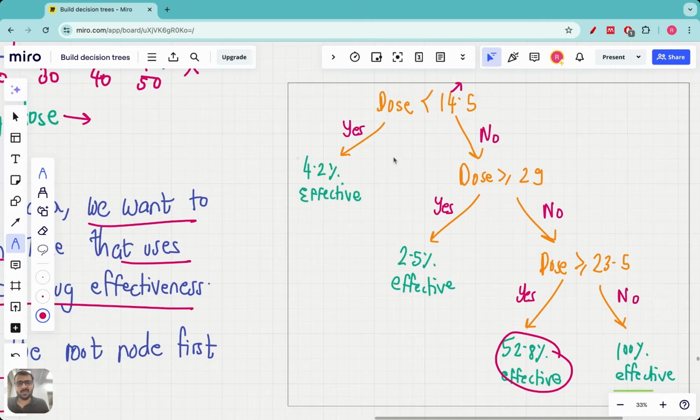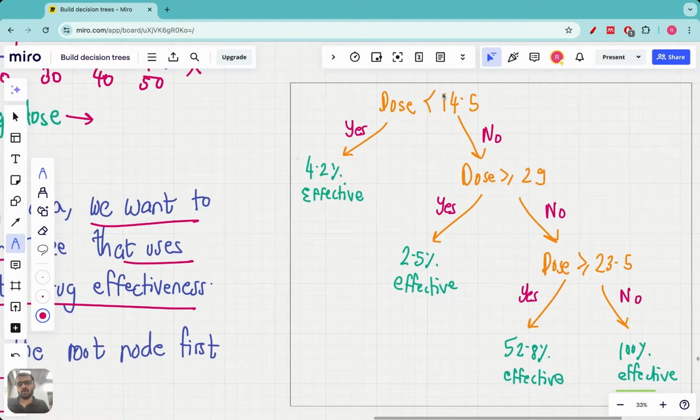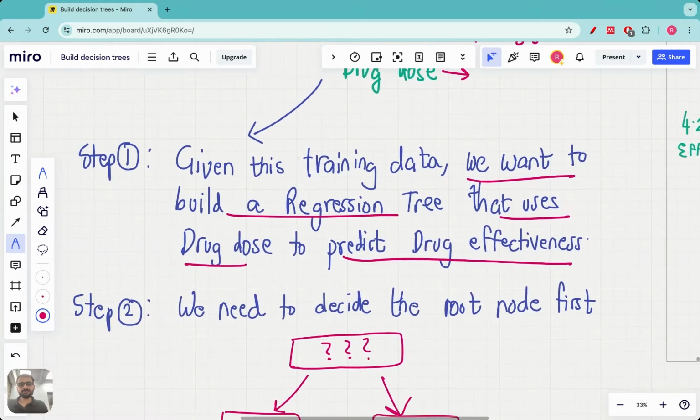As we did with the classification tree, first we are going to start with the root node. What should be the correct value of the dose here in the root node? Why is it 14.5? Why not any other value? That's what we are going to look at today.